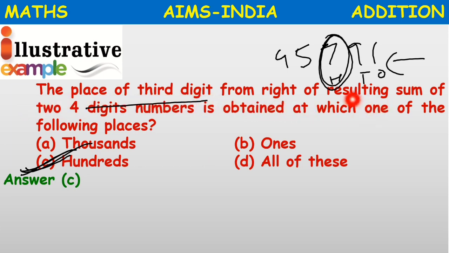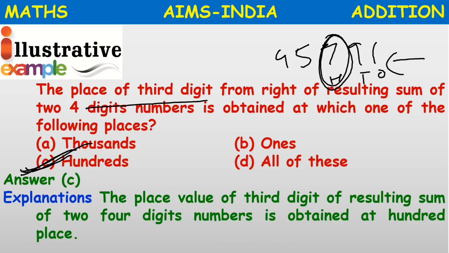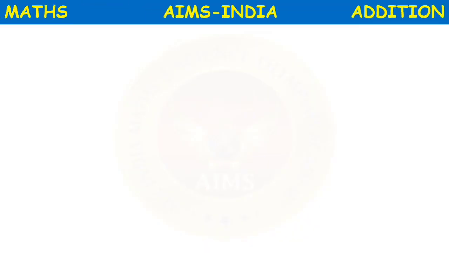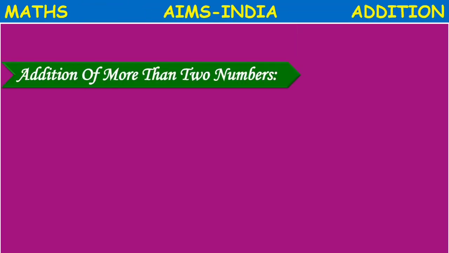In any number, the place value of the third digit from the right is always the hundreds place. Yes, I hope this was clear. Moving on to today's topic.